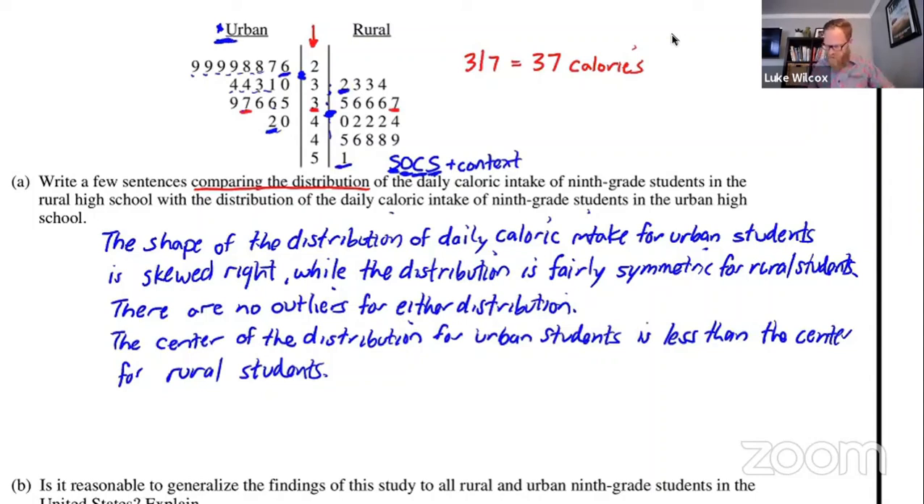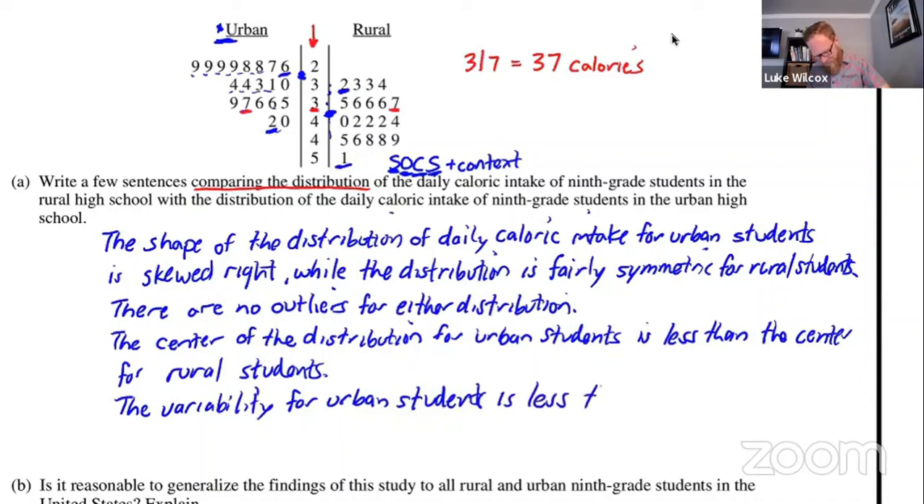right? So we're going to say the variability for urban students is less than for rural students. So that takes care of spread. We definitely took care of context right up front. So I believe that we have a model solution here for comparing those two distributions.